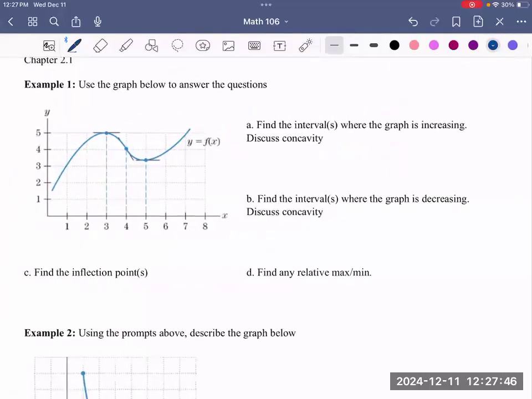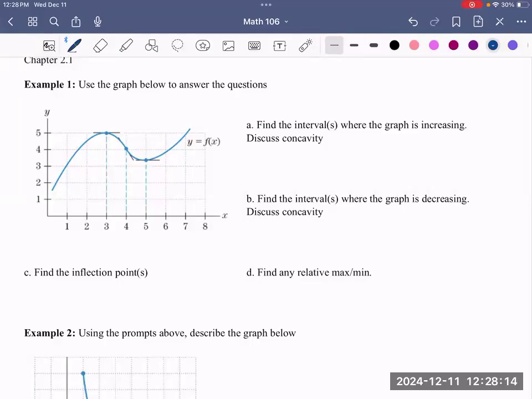So now let's go ahead and look at example 1. Use the graph below to answer your questions. Part A says find the intervals where the graph is increasing and discuss the concavity. B is decreasing, again discuss concavity. C, find any inflection points. And D, find any relative maxes and mins. Let's see if you can pause the video and try these out.